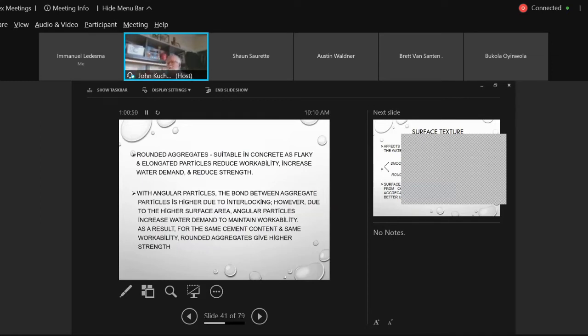Bond is very important in the flexural application. Okay, compression, not so much. But there's not much difference. So in other words, however, due to the higher surface area, angular particles increase water demand to maintain workability. As a result, for the same cement content and same workability, the rounded aggregates give higher strength. Okay? Keep that in mind.